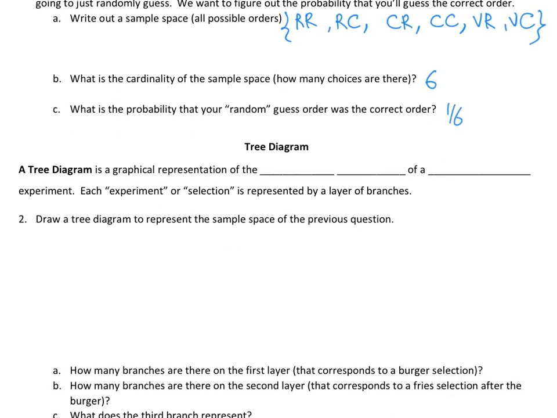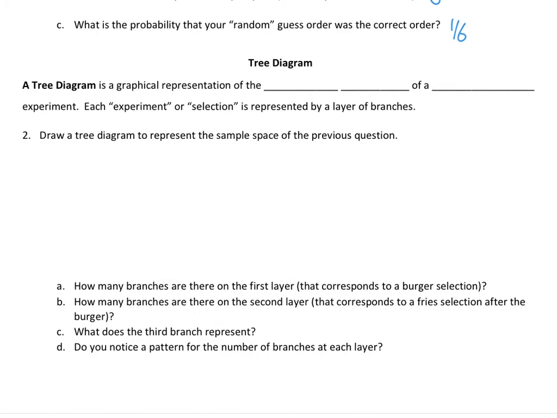All right, let's look at a tree diagram. It's just a graphical representation of the sample space of a multi-stage experiment. Again, we're taking multiple items, so we're not doing the experiment once, but we're doing multiple experiments. Each experiment or selection is represented by a layer of branches. So this is how it's going to go. We're going to start from here. You can do it horizontally, you can do it vertically. Here I'm going to do it horizontally.